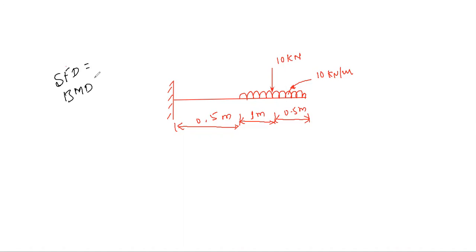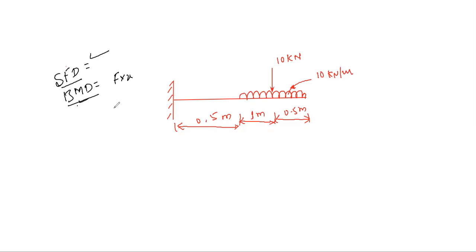To calculate the shear force and bending moment diagram, first we need to understand what shear force and bending moment are. As we know, shear force is nothing but the summation of vertical forces acting on a beam. Bending moment, as we know, is nothing but force into perpendicular distance. This is the definition of bending moment.